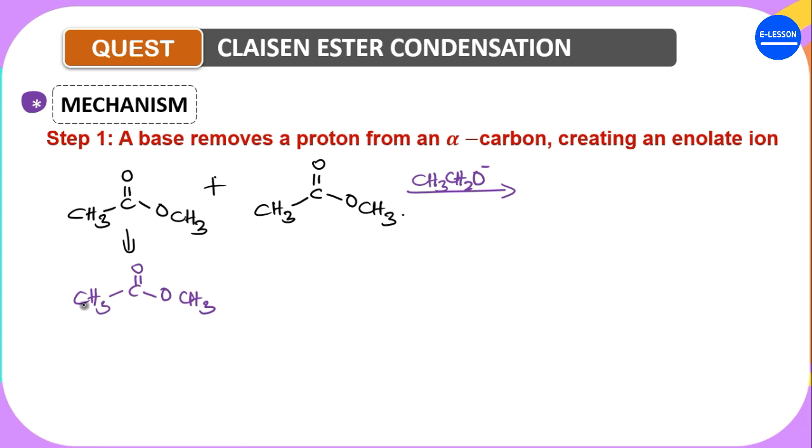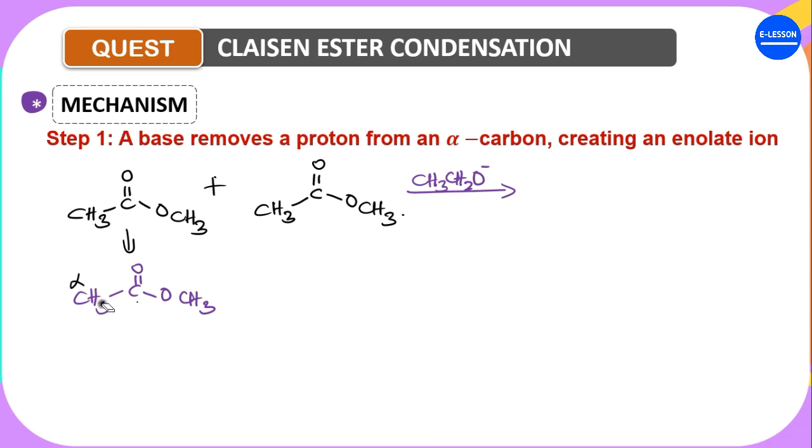Now, first of all, you have CH3 here. The question is, which of these carbons is the alpha carbon? You agree with me that this is the carbonyl carbon. Now, the carbon close to the carbonyl carbon is the alpha carbon. So in this case, this is the alpha carbon. So we have to remove a proton, which is hydrogen, from the alpha carbon.